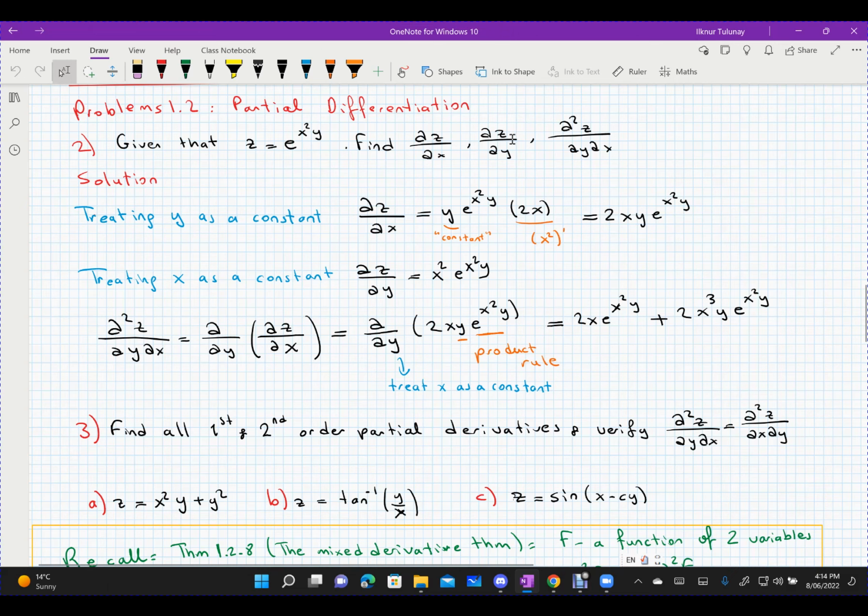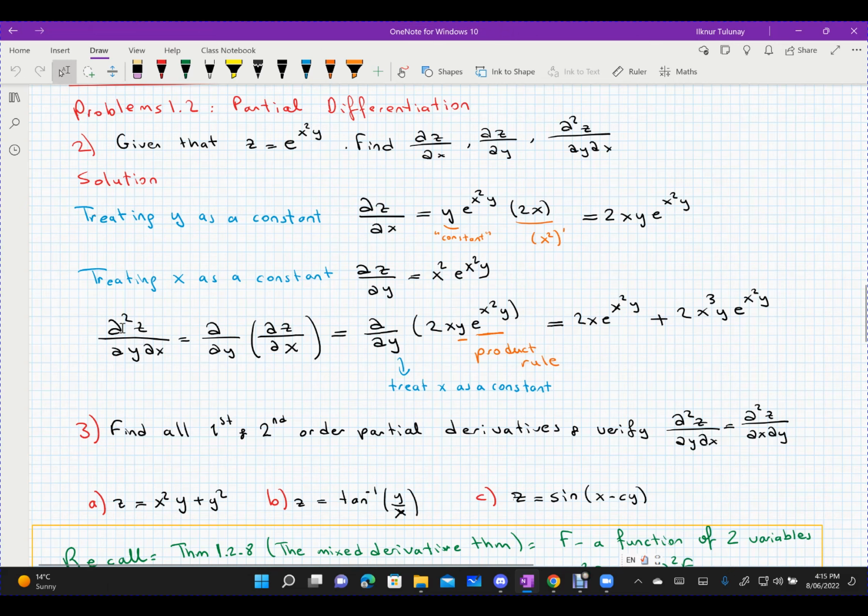Next, we want to differentiate this function with respect to y. So we will assume that x is a constant. So the function is some constant times y, right? The constant will be at the beginning of the exponential function. Then we have the exponential of x squared y. So that will be the differentiation with respect to y.